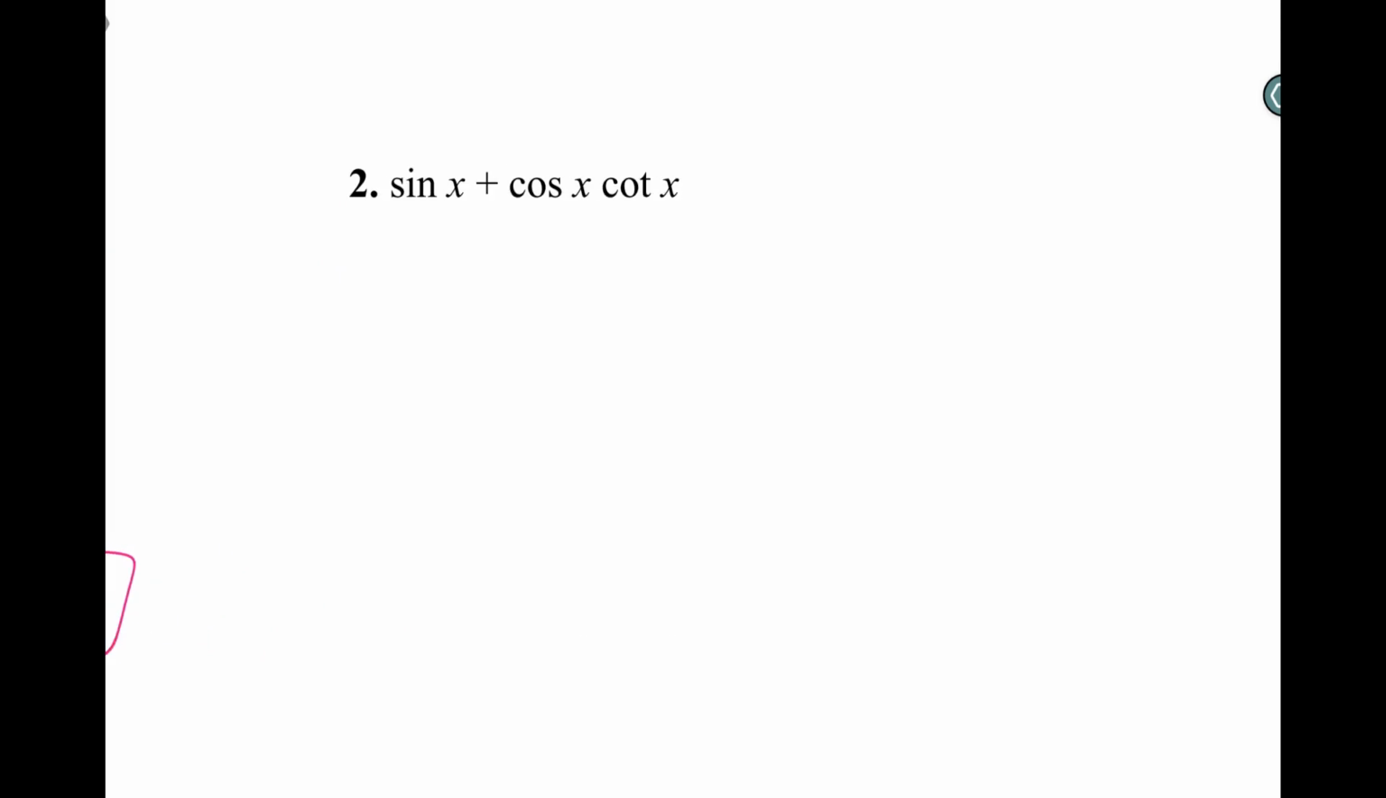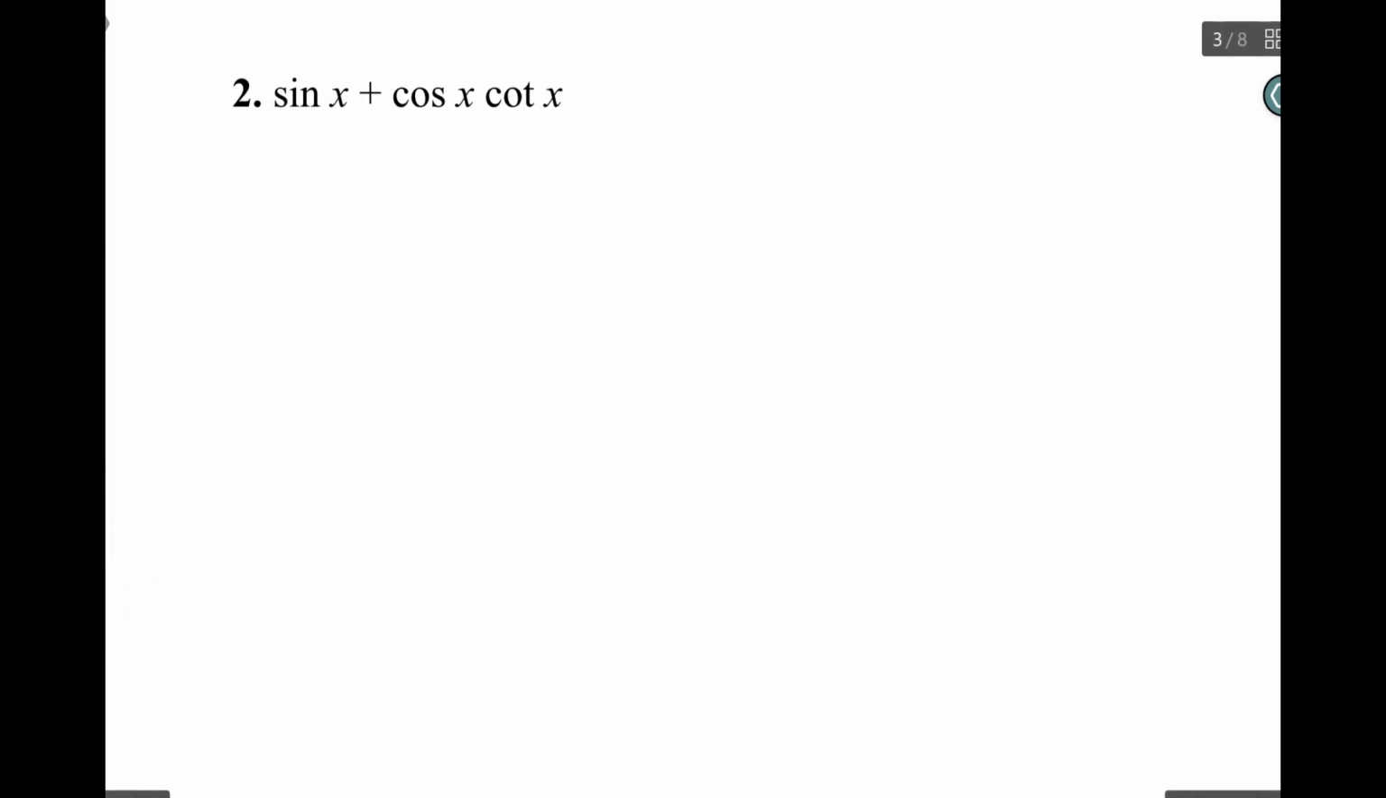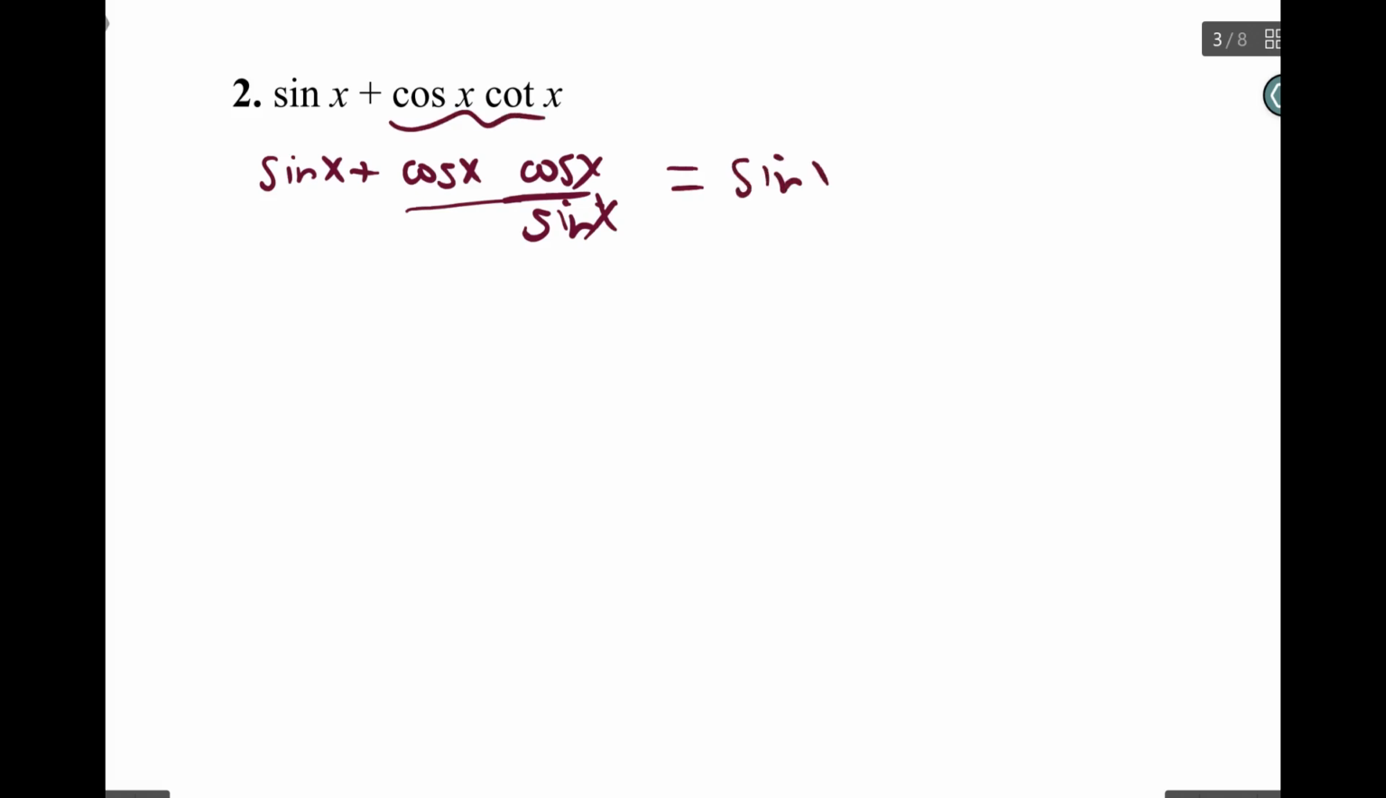So let's try out the next one. You can pause the video, give it a try. Alright, so first thing I'm going to do is rewrite things in terms of sine and cosine. Cotangent of x is cosine over sine. So really what this second term is equal to is cosine squared x over sine of x. Well, shoot, this left side is over 1 because we just have sine of x.